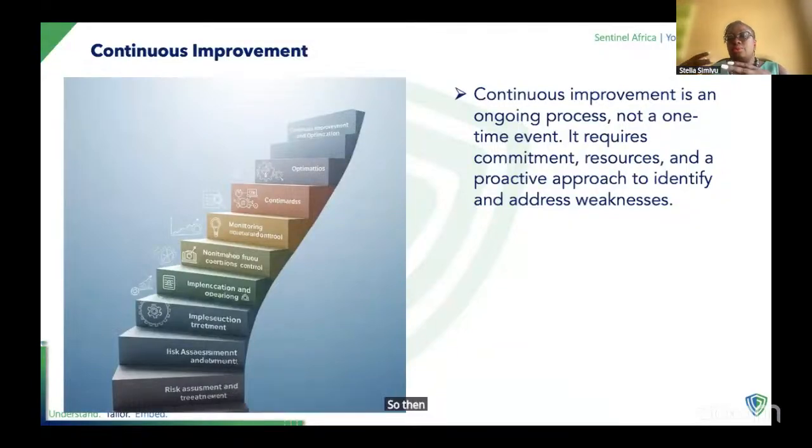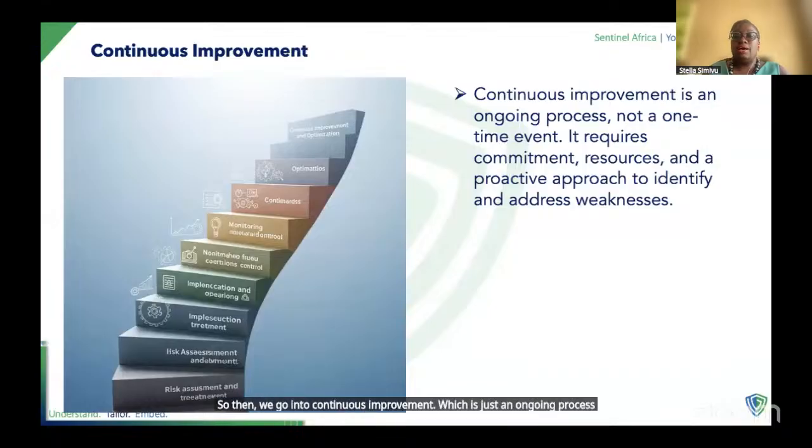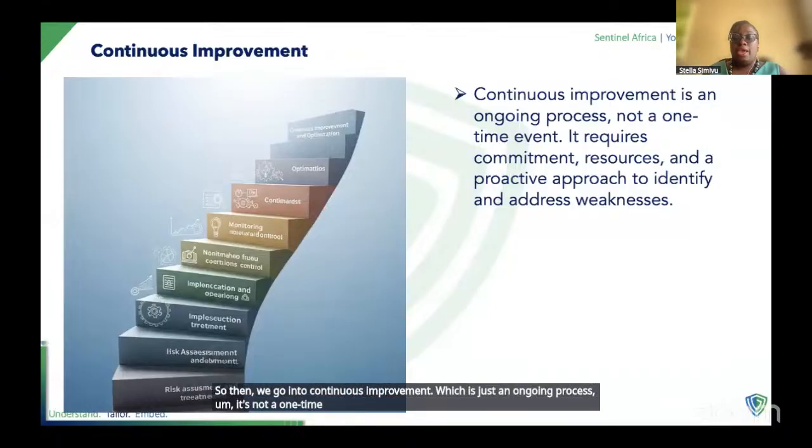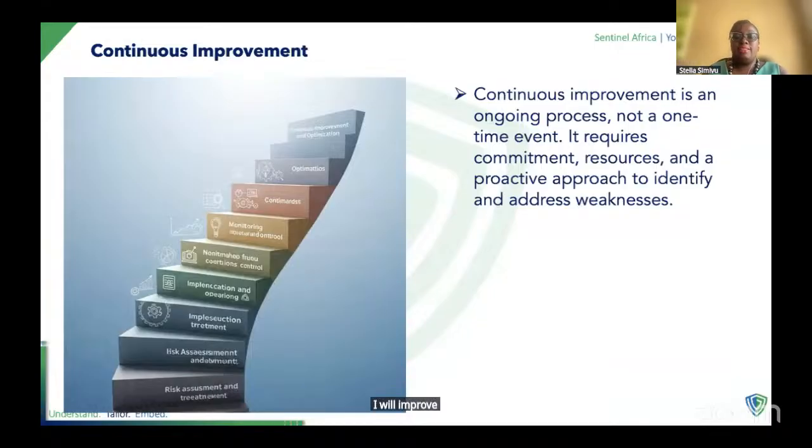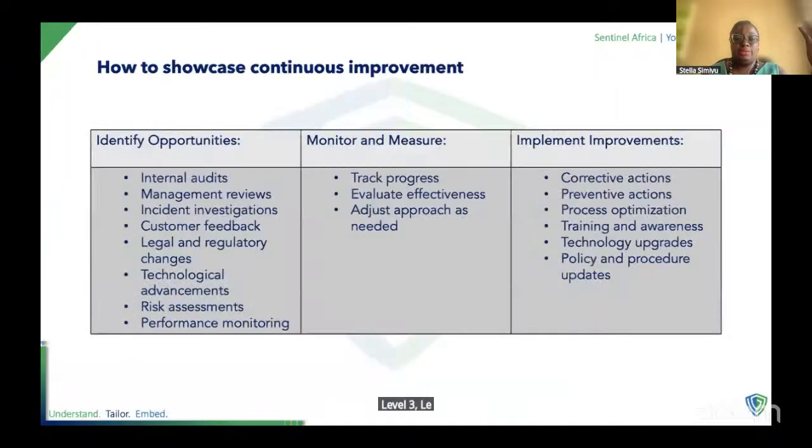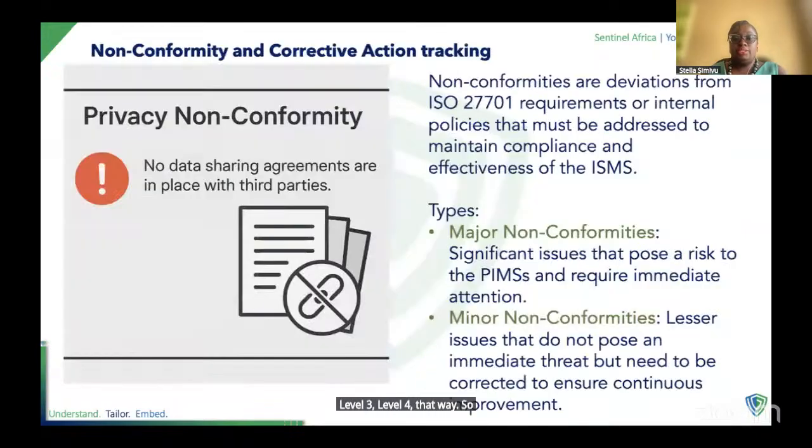So then we go into continuous improvement, which is just an ongoing process. It's not a one-time process where you find deficiencies and then improve. You will also find that as you're implementing the controls, certain controls will be at level 1, certain controls will be at level 5. So you will incrementally improve them. Maybe you get to level 2, level 3, level 4, that way. So these are some of the ways you can showcase continual improvement.